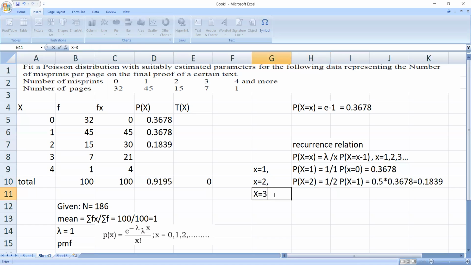Now taking x is equal to 3, we have P of x equals 3 is equal to 1 divided by 3 into P of x equals 3 minus 1, which is equal to 2. So this becomes 0.333, which is 1 by 3 into previous probability, which is 0.1839.